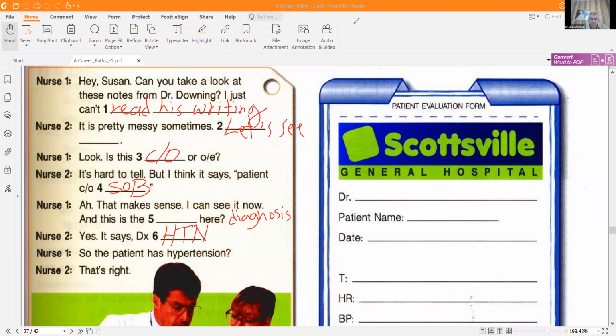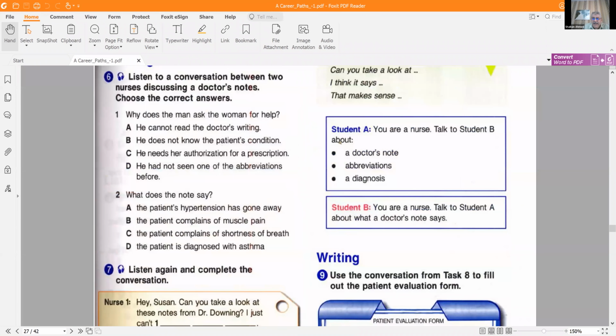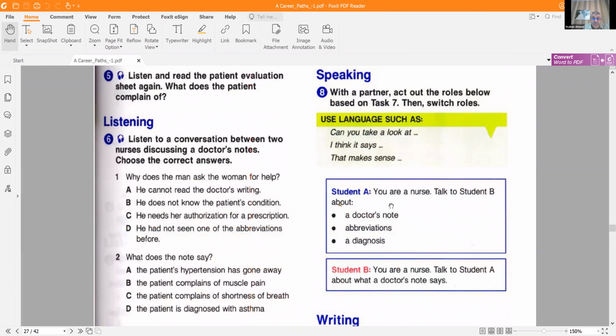Jargon is the type of speech that comes in a specific context, in a specific place, for a specific profession. So this is called medical jargon. This jargon is C/O, SOB, DX, HTN. These words are used in the medical field. And here, number one, can you take a look at? So this is a gentle request.